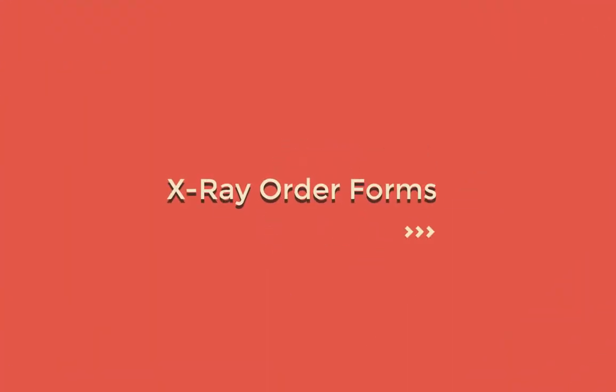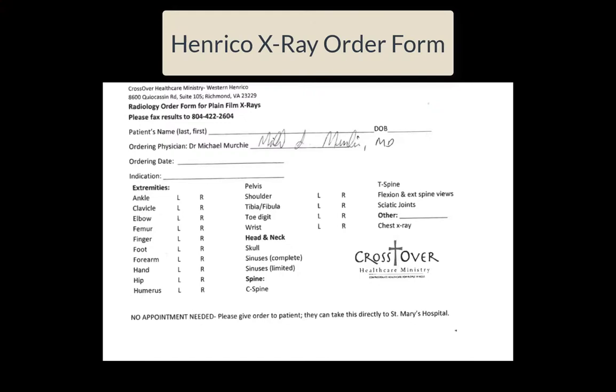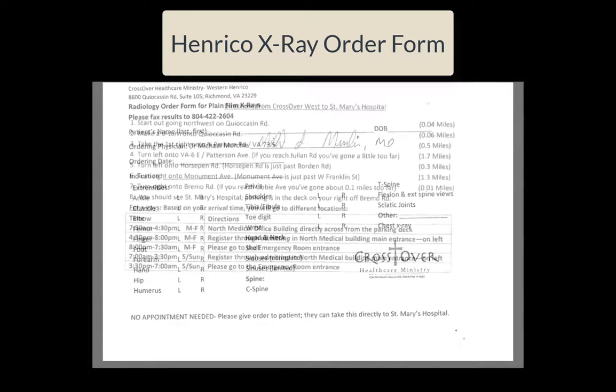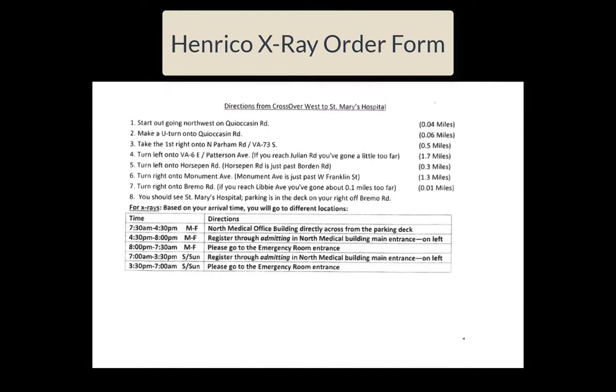Whenever you order an X-ray, also be sure to complete the X-ray order form, which is located in the exam rooms at each location. The X-ray order form has a place for you to indicate what you would like the patient to receive an X-ray on, and on the back it has instructions for the patient to go to the walk-in clinic. Again, these are only for plain X-rays.